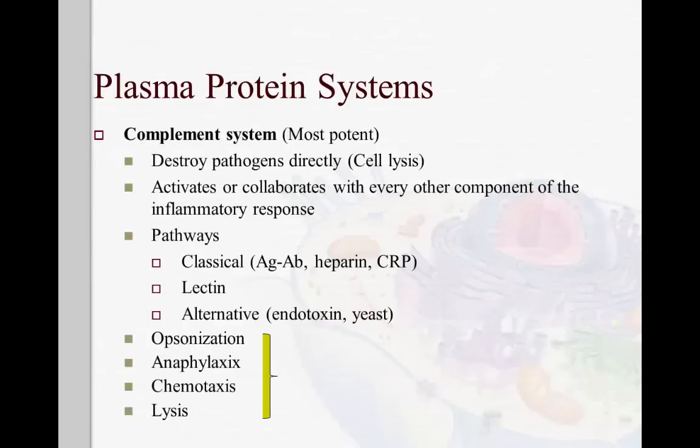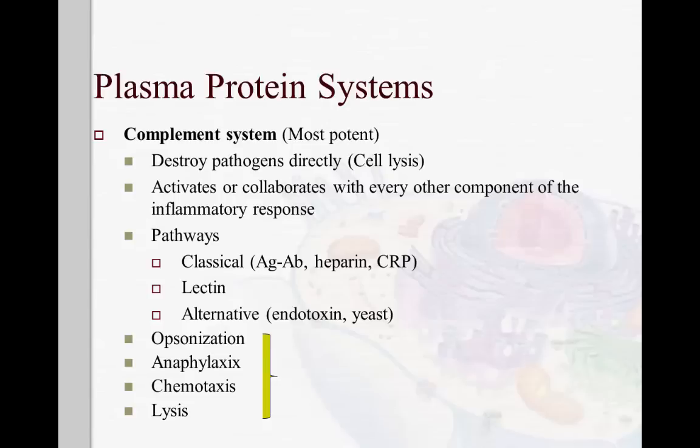So let's start with the complement system. The complement system is the most potent; it destroys the pathogen directly and defends the body against bacterial infection. So it does produce lysis. In the complement cascade, we have several pathways. We have the classical pathway, lectin pathway, and alternative pathway.